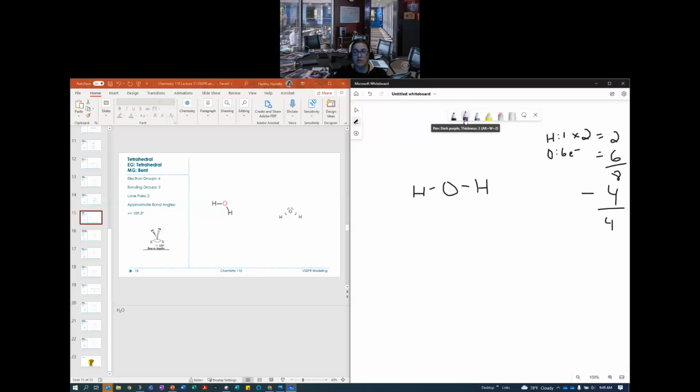I'm going to put 1, 2, 3, 4 around my oxygen. I have an octet around the oxygen, a duet around each of the hydrogens. I can talk about the formal charge for each of these species.